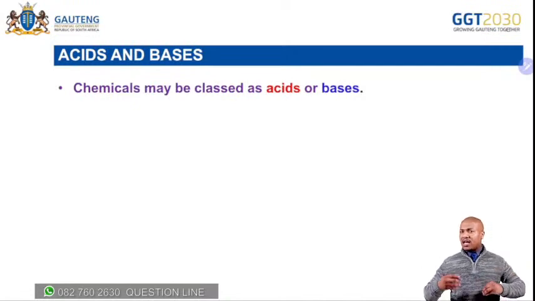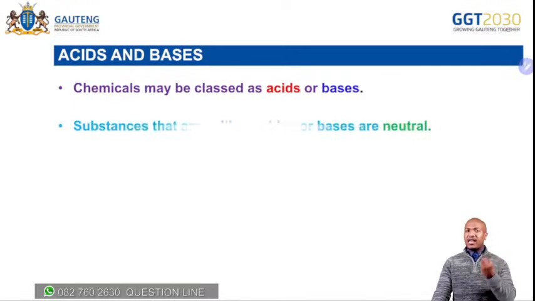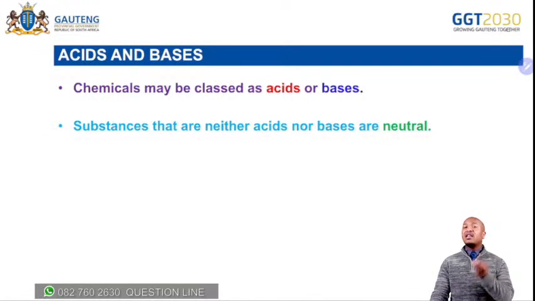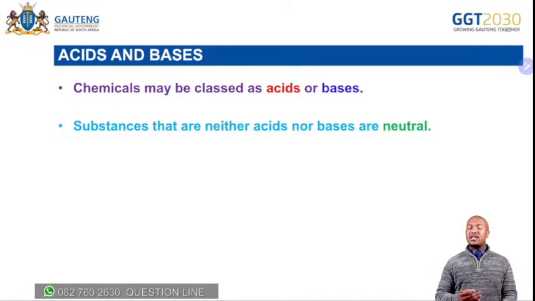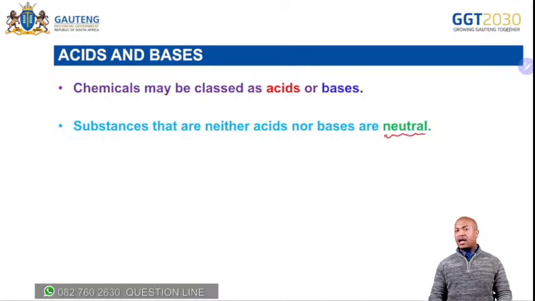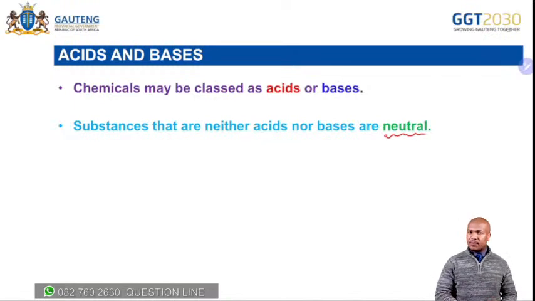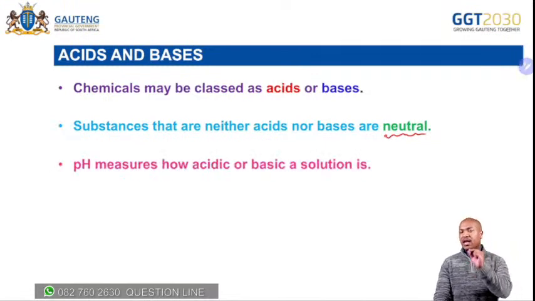Substances such as food and soil can either be acids or bases. So we classify them according to how they range on the pH scale, whether they are acidic or basic. We also have substances that are not acidic or basic, and we say such substances are neutral. So if a substance is not a base and it is not an acid, we say it is a neutral substance. And we use what? We use a pH scale to check for acidity or alkalinity. As you see there, it says pH measures how acidic or basic a solution is.